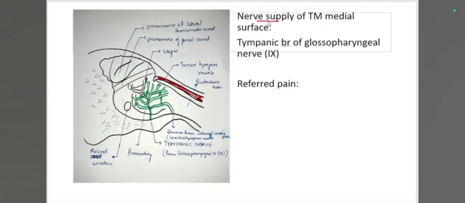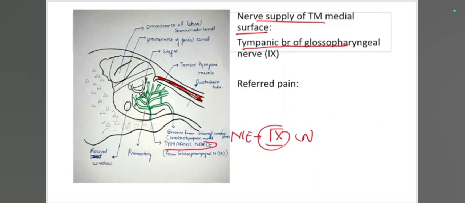Now the nerve supply of the tympanic membrane medial surface. The entire middle ear is supplied by the 9th cranial nerve, that is the glossopharyngeal nerve. There is a tympanic branch of the glossopharyngeal nerve. So this is where it is coming. This is basically a picture of the medial wall of the middle ear. Okay, medial wall of the middle ear.